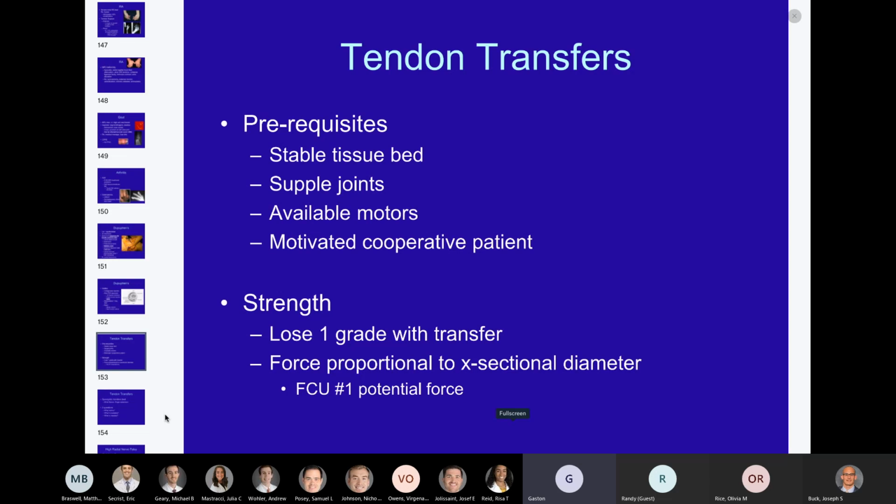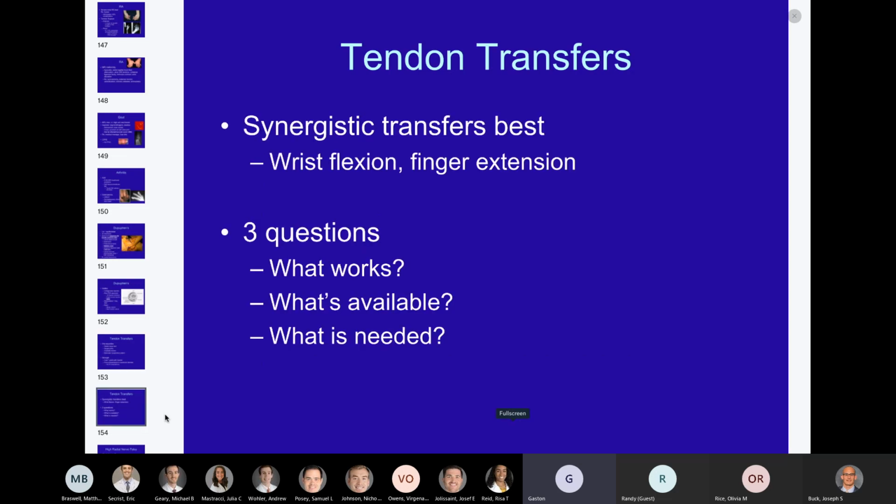Tendon transfers. Go to the next slide because I think a lot of this is intuitive, but I'll tell you the way to approach OITE tendon transfers is if you just know anatomy and you ask yourself what's out, what's available, and what's needed. And then balance, is this a power transfer or a positional transfer?